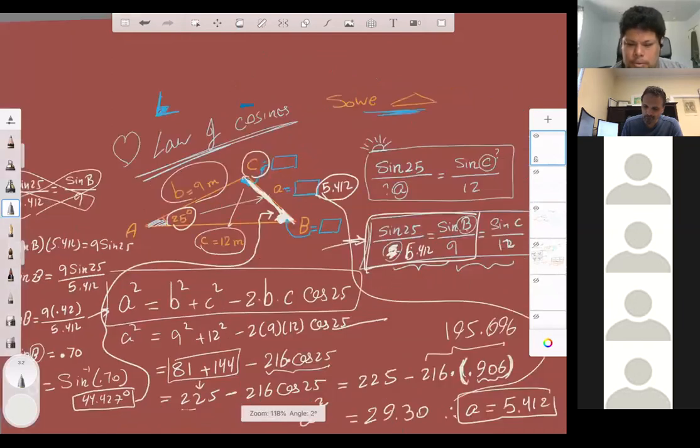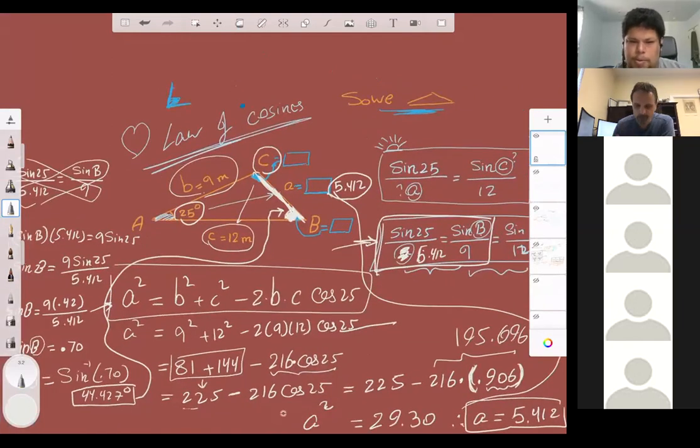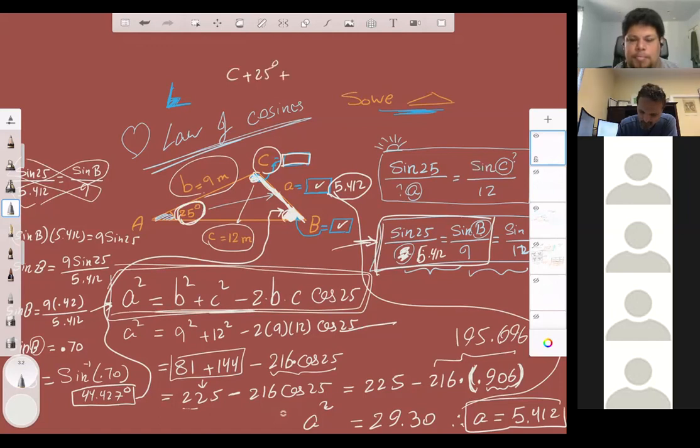So we solved for this, 44. How do we solve for C? I'm a little bit lost at this point. I know you guys are scared of the law of cosine. So we started with law of cosine, then we went to law of sine. We solved two things. Now we're going to solve for C. If you add all the angles, you're going to get 180. So C plus 25 degrees plus 44.427 should be 180 degrees.